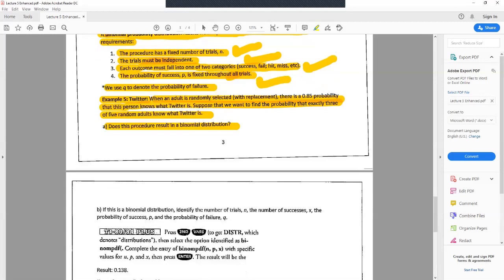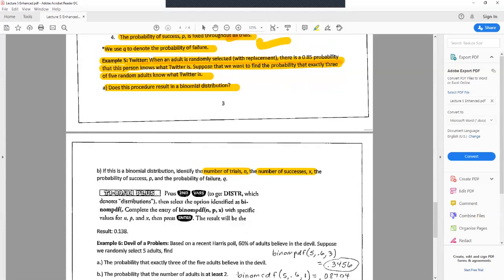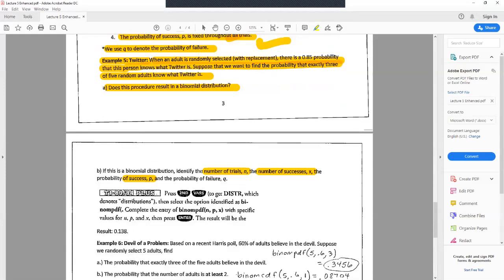If this is a binomial probability distribution, identify the number of trials N, the number of successes X, and the probability of success P. Okay, so we have said that the number of trials is 5, so N would be 5. The number of successes we're looking for is 3. We want to know the probability of 3 people saying yes, that they do know what Twitter is. And then we know that the probability of success, I believe we said that's 0.85. And the probability of failure then would be 1 minus 0.85. That would be 0.15.